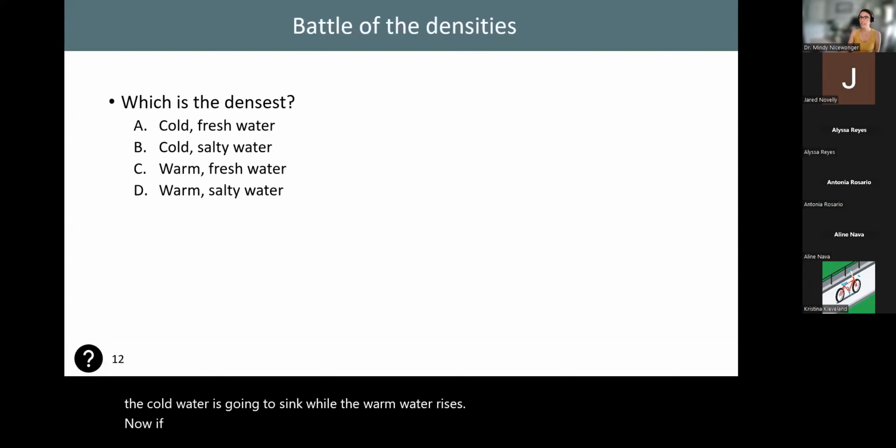Now, if we mix these all together, if we have salt and temperature, which is going to be our most dense water type? All righty. Yep, it's going to be our cold and salty water.